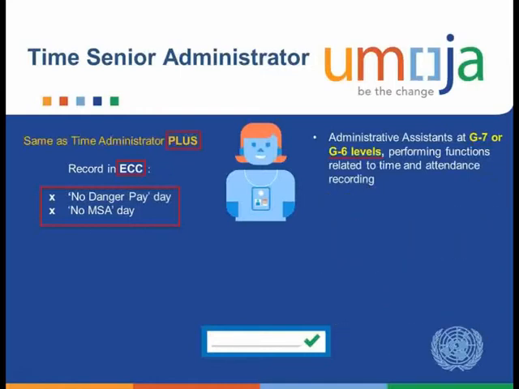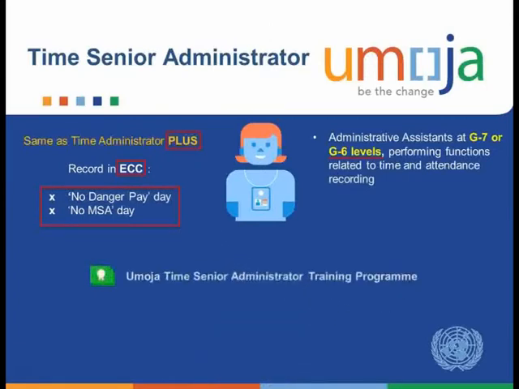It is also important to note that the tasks of a time senior administrator are also built into the role of an HR partner. In other words, the HR partner role includes the same access as those of a time senior administrator. Successful completion of the Umoja Time Senior Administrator Training Program is required for a user to be granted access to this role.